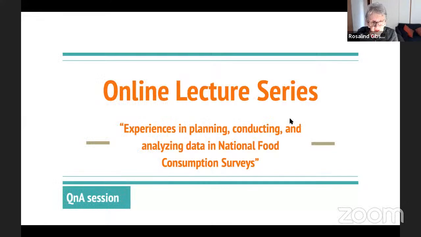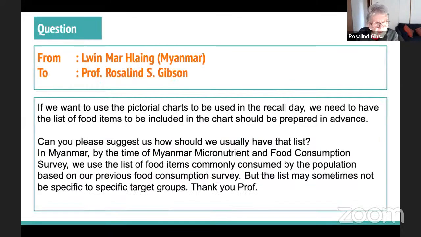We have quite some questions here from the participants. The first one is from Dr. Lin Marlaing from Myanmar. She's also involved in the country FCS. So it is about the use of pictorial charts to be used in the recall day. We need to have the list of food items to be included in the chart, and this should be prepared in advance. So can you please suggest how we should usually prepare that list for the pictorial chart? Because in Myanmar, when they conducted the Myanmar Micronutrient and Food Consumption Survey, they used the list of food items commonly consumed by the population based on the previous FCS. But the list may sometimes not be specific to the specific target. So what do you advise?